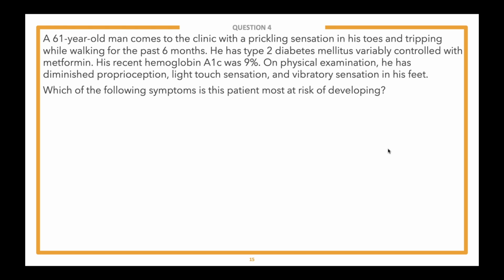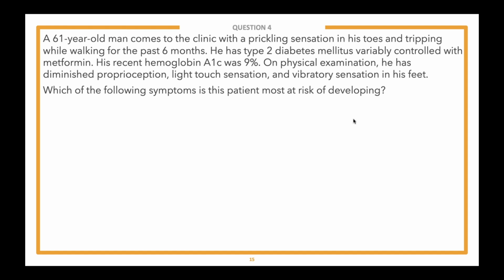Let's go ahead and read that vignette. A 61-year-old man comes to the clinic with a prickling sensation in his toes and tripping while walking for the past 6 months. He has type 2 diabetes mellitus variably controlled with metformin. His recent hemoglobin A1C was 9%. On physical examination, he has diminished proprioception, light touch sensation, and vibratory sensation in his feet. Which of the following symptoms is this patient most at risk of developing?